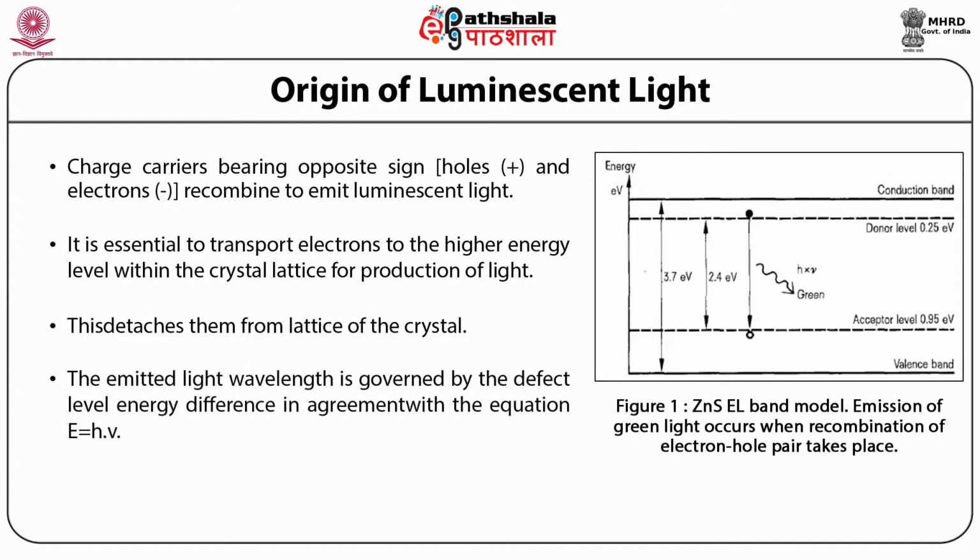The emitted light wavelength is governed by the defect level energy difference in agreement with the equation E equal to h nu. The zinc sulfide electroluminescence band model is shown in figure 1. We can see that the emission of green light occurs when recombination of electron-hole pair takes place.